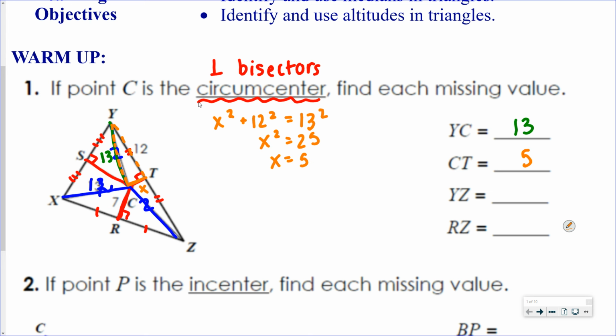Next one on my list here is YZ. YZ. Oh, that's this one. That's like that whole side of that triangle. So again, since this is the circumcenter, it bisects that side, aka it passes through the midpoint. So if this distance is 12, what would this distance be? 12. So what would that whole side be? 24, exactly. That whole side, YZ, that's going to be 24. Good.